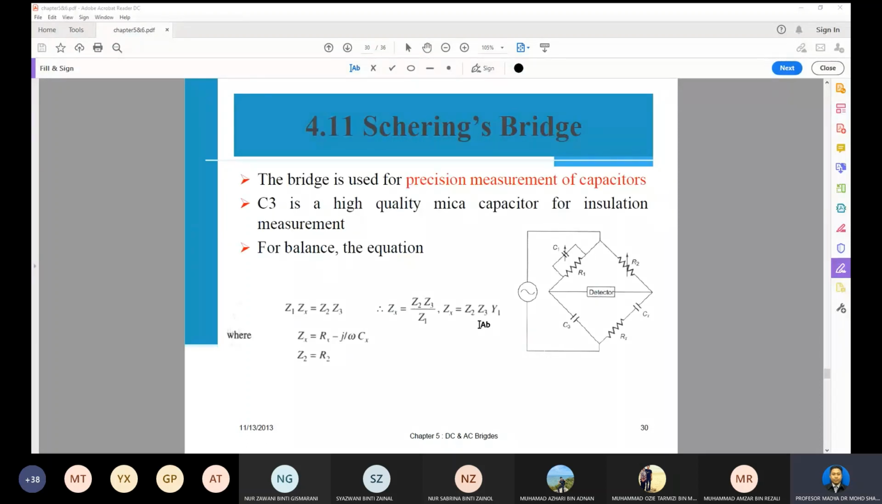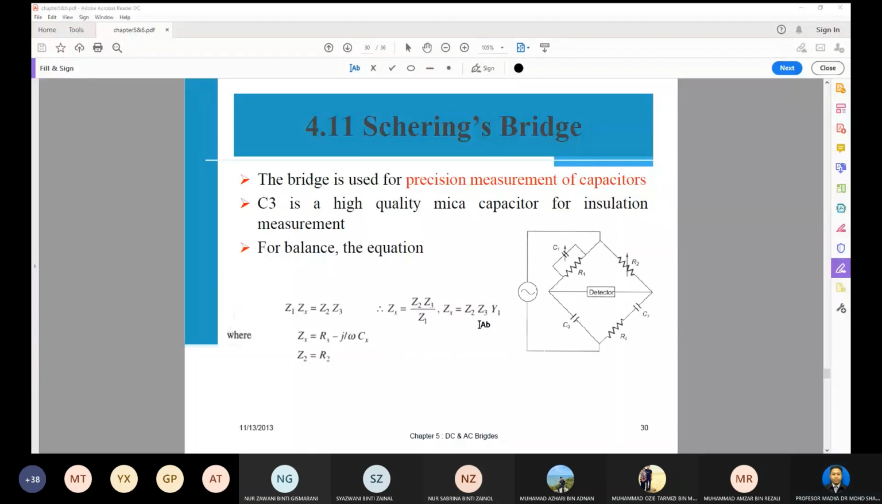Alright, so the next bridge for the AC is the Schering bridge. The Schering bridge is used for precision measurement of the capacitor. I think for Schering it is just to measure the small capacitor, a small capacitor with low voltage. That is for Schering.